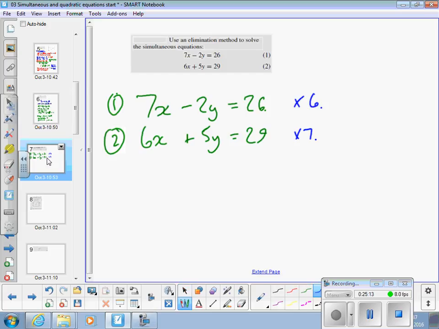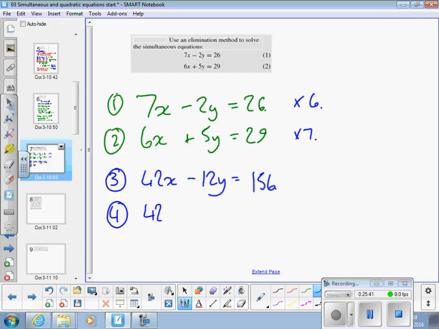What we then get is equation 3, 42x minus 12y, and 6 times 26 is, sorry? I'll take your word for it. And then we get equation 4, 42x, because we're multiplying by 7 now, plus 35y equals, 7 times 29 is 203.